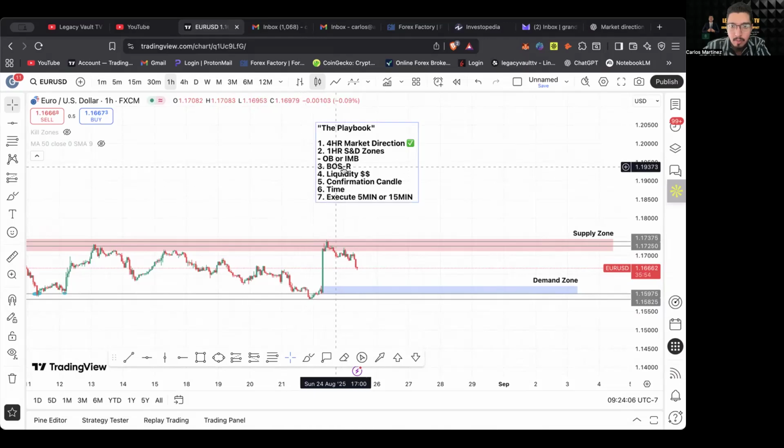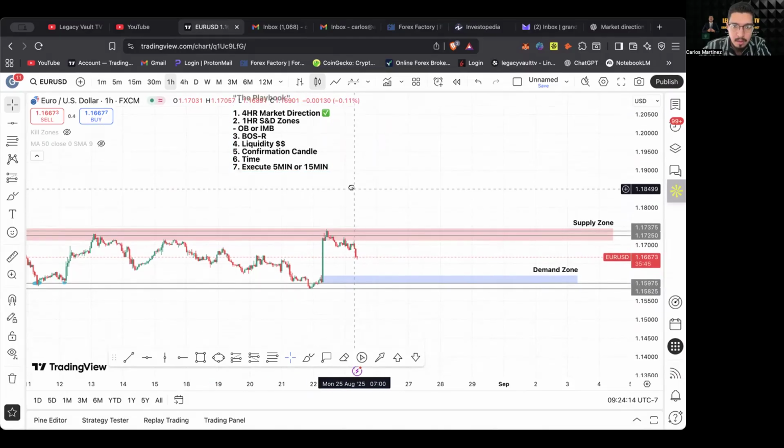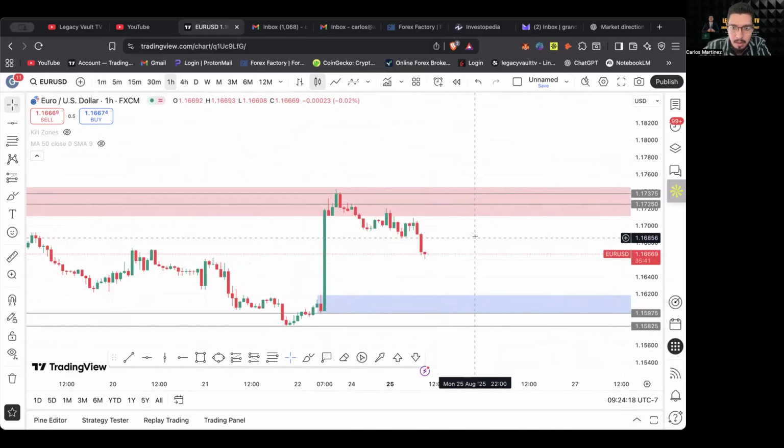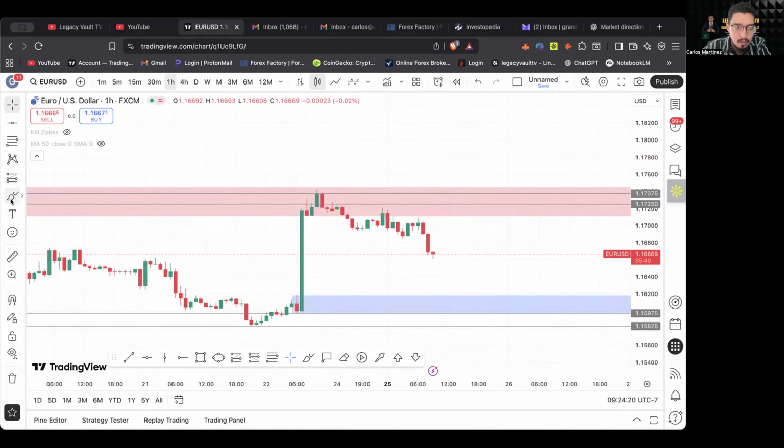We still have to wait for break of structure. We still have to wait for liquidity. We still have to wait for confirmation candles. We still have to wait for time, and then we execute. So we have to go step by step. You see, there's actually some liquidity build up here, and it broke above. We'll talk more about that on our next call.